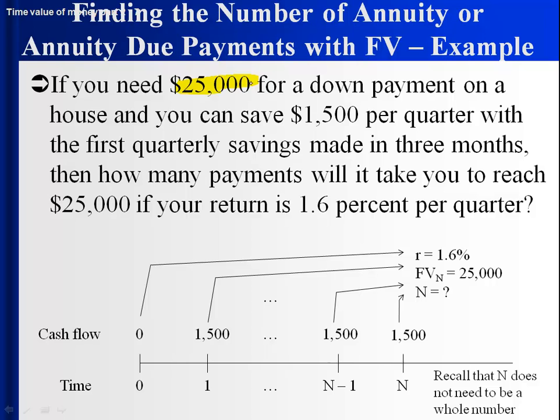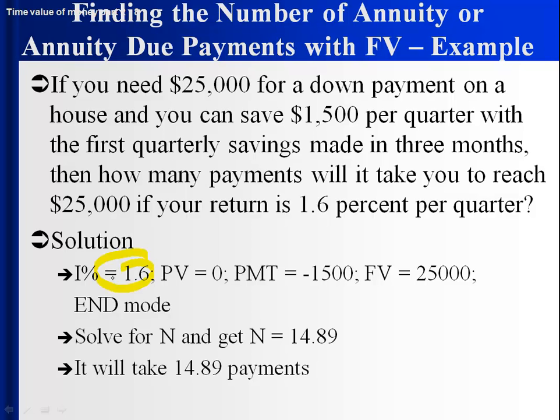Similar, we need 25,000, 1,500 per quarter, but now the first is made in 3 months. Remember, 3 months is 1 quarter. How many will we need? Same return as the last example, 1.6%. So here in one period we have our first. Then it compounds. Are we there? No. Throw in another 1,500. Are we there? No. Compound it, add 1,500. Are we there? No. So how long will it take until we put in our last 1,500 and we hit 25,000?